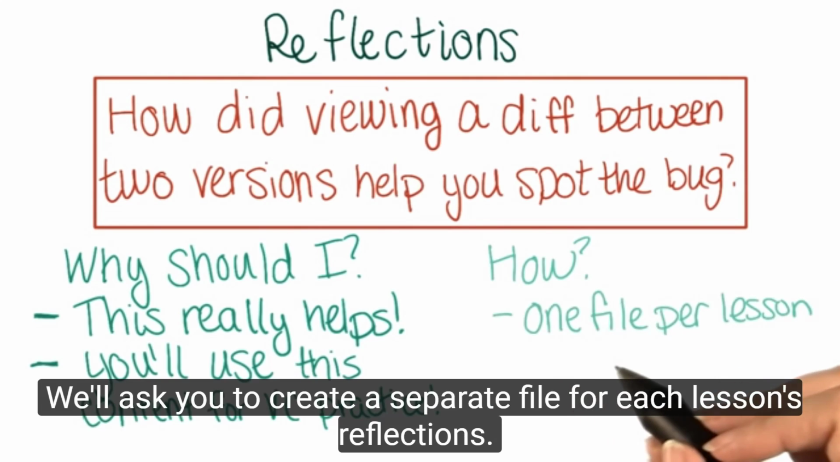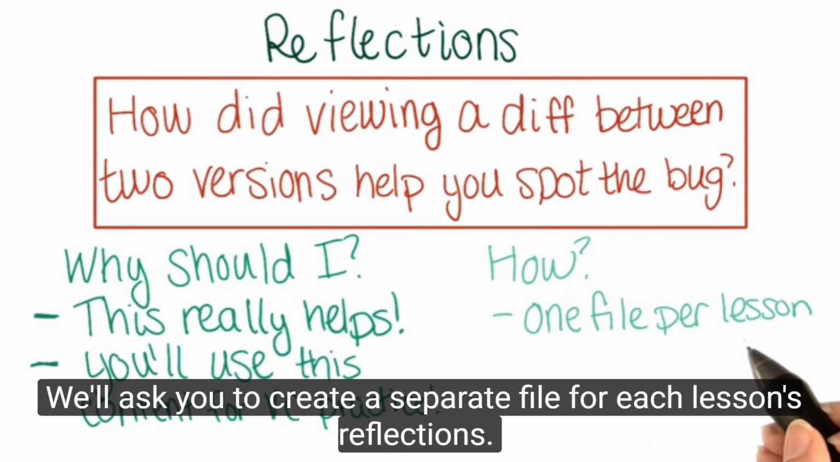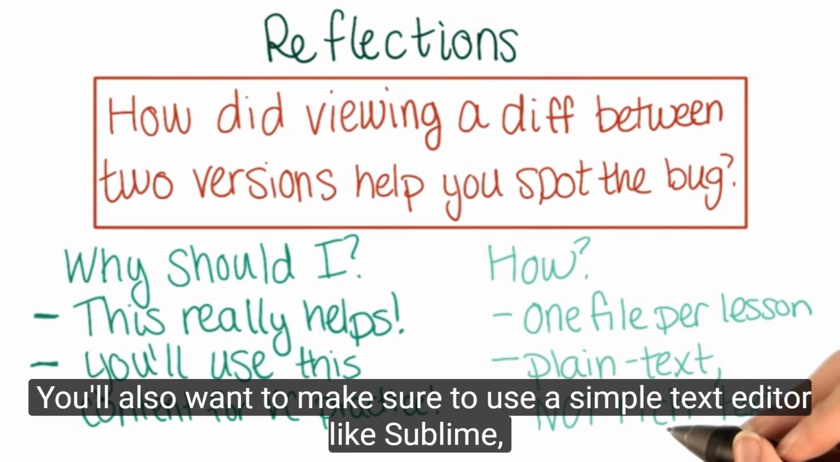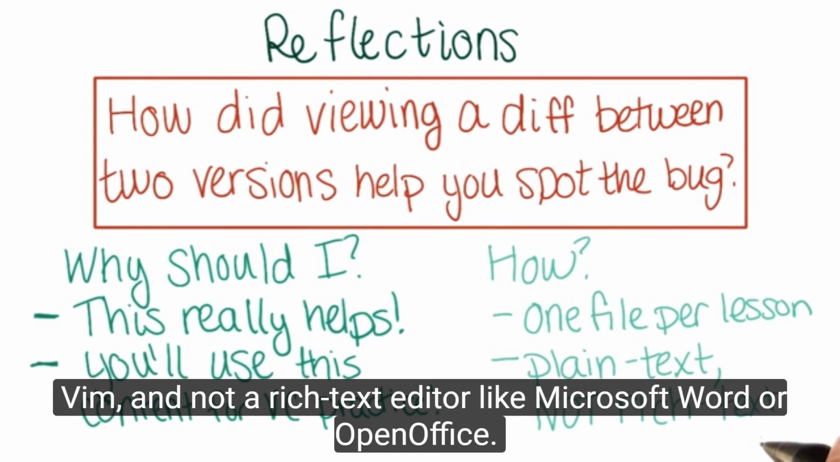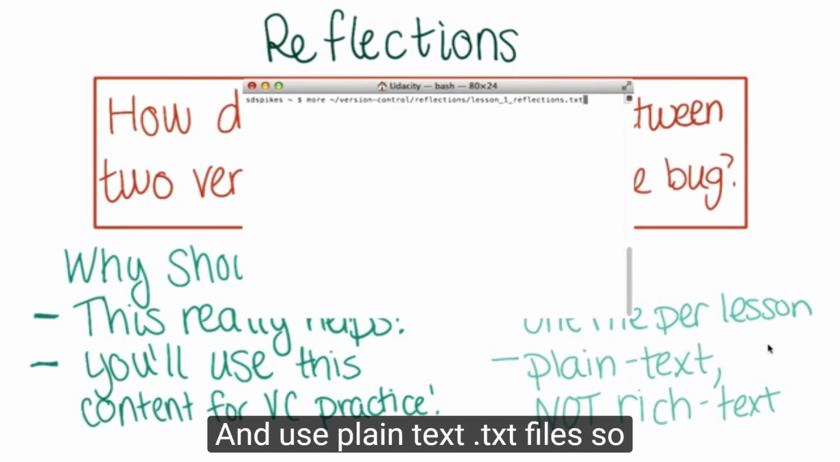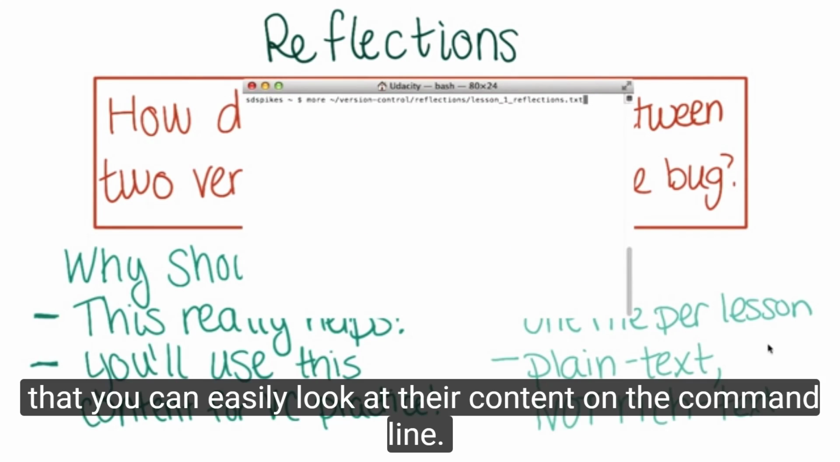We'll ask you to create a separate file for each lesson's reflections. You'll also want to make sure to use a simple text editor like Sublime, Notepad++, Emacs, or Vim, and not a rich text editor like Microsoft Word or OpenOffice. And use plaintext .txt files so that you can easily look at their content on the command line.